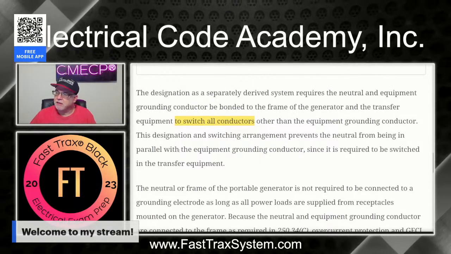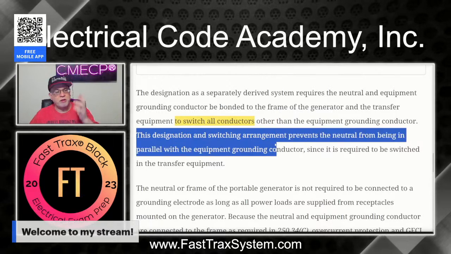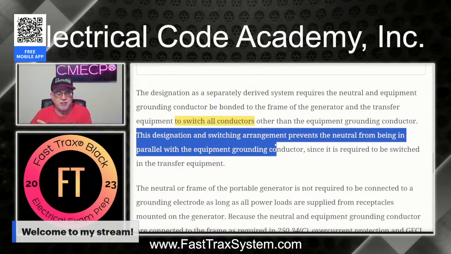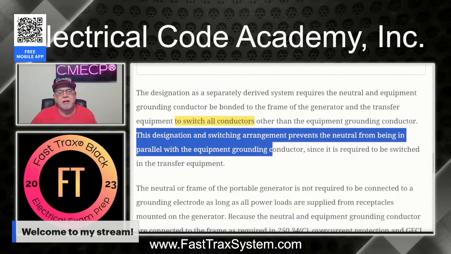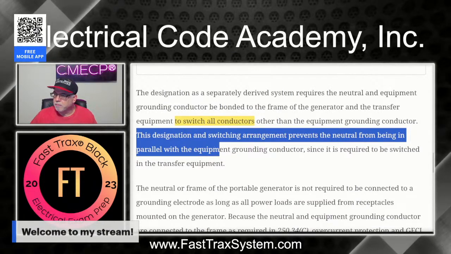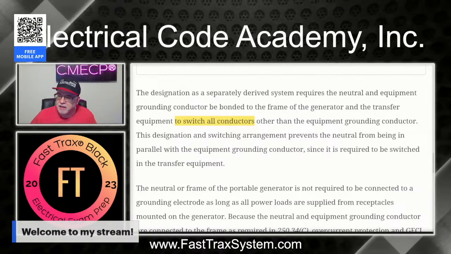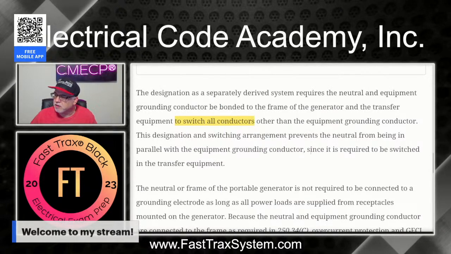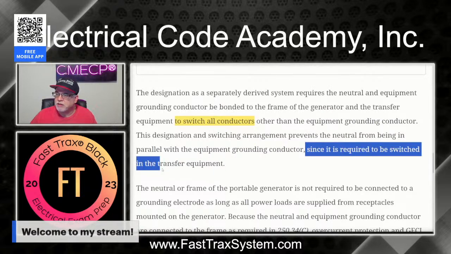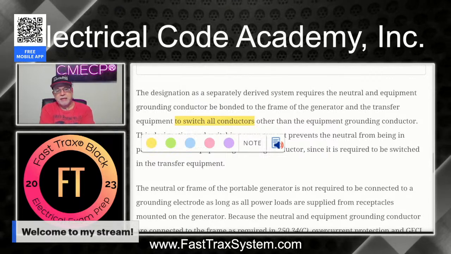paths, right? So this designation and switching arrangement where you do switch the neutral on a separately derived system like that generator with that bond in it, then it prevents parallel current, right? It prevents this arrangement. And what it does is it prevents neutral from being in parallel with the equipment grounding conductor since it is required to be switched in the transfer equipment. Why is this so important?